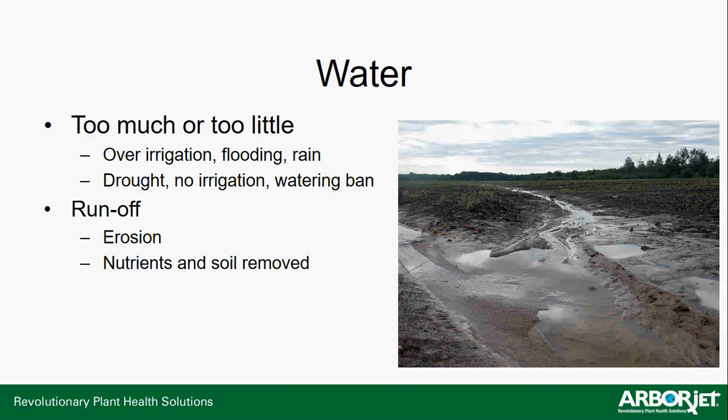Again, too much or too little: over-irrigation, flooding, rain. Too little water, you have drought, no irrigation, watering ban. That makes it really difficult for plants to survive, and it's why you need to have a healthy soil and a well-managed soil to combat all of that. In the picture, runoff leads to erosion, as well as nutrients and soil being removed. So not only are you losing your soil, but you're losing the nutrients that go with it, as well as organic matter and any microorganism that is beneficial to your soil profile.